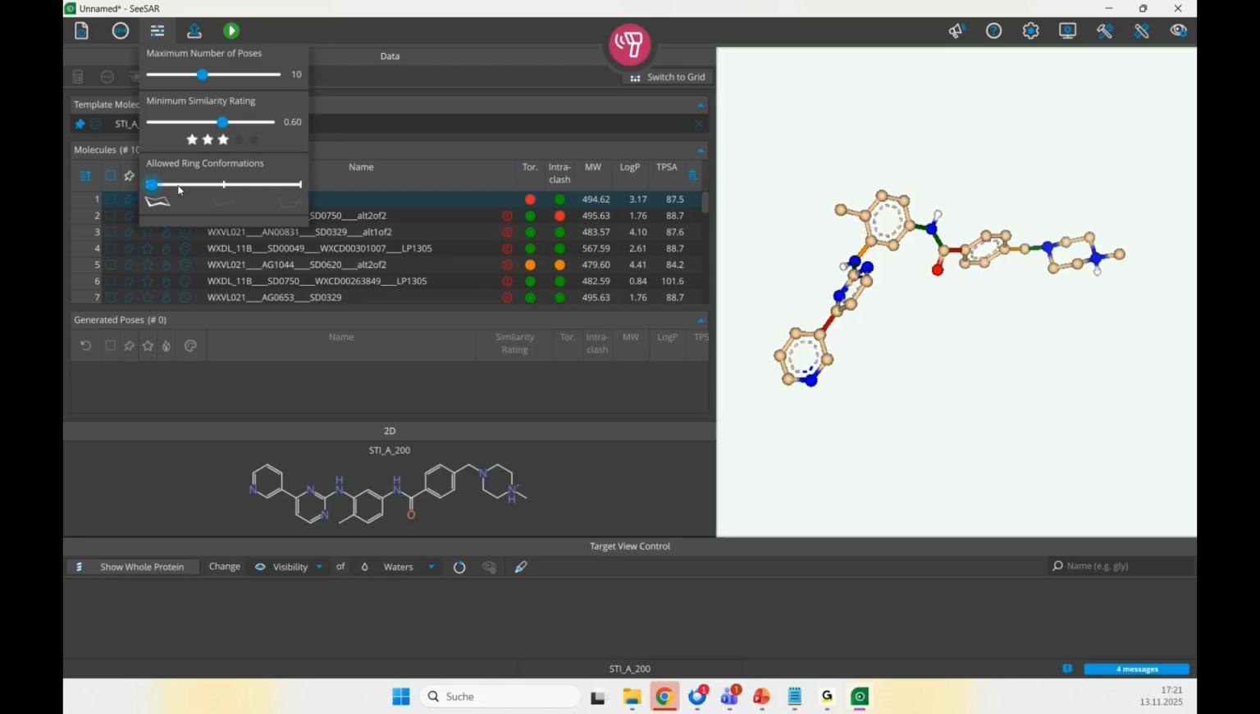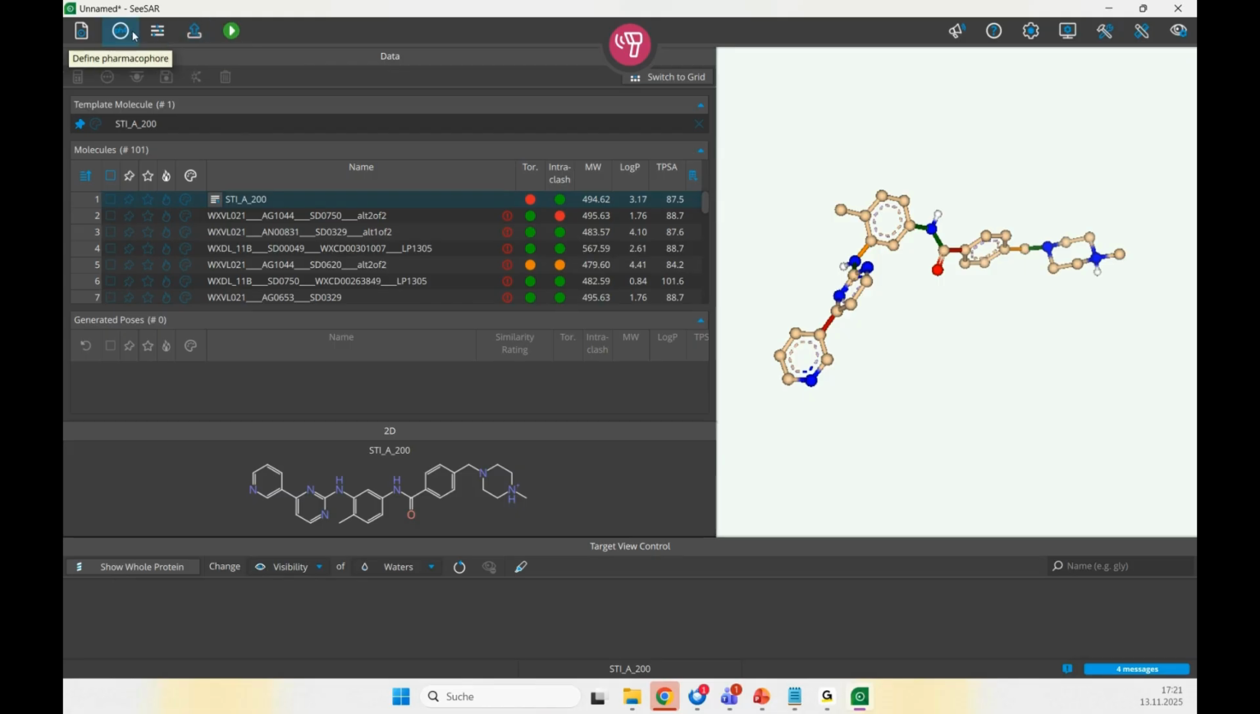The Similarity Scanner also exists as a command line tool called FlexS. This is the underlying algorithm. So if you also need the pharmacophore definitions for the command line tool, this is where you can export them. Since we have set up everything, more or less, we can just initiate our run by pressing on the Similarity Scanner run button.